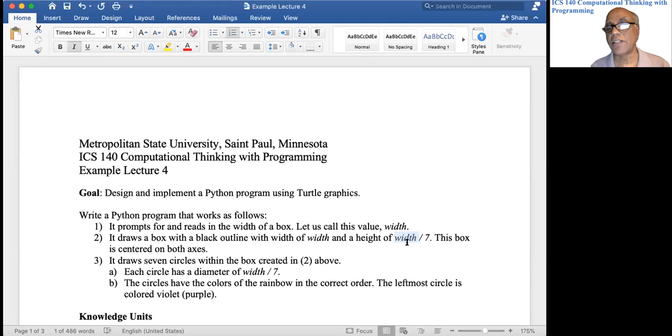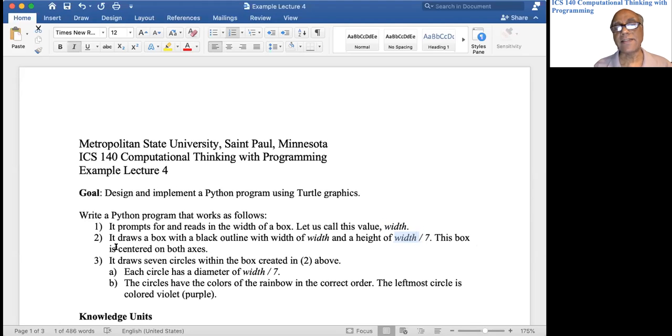We will just assume that it is going to be width divided by 7. So if it is 350, it is going to be 50. If width is 350, the height is going to be 350 divided by 7, which is 50. And this box should be centered on both axes.